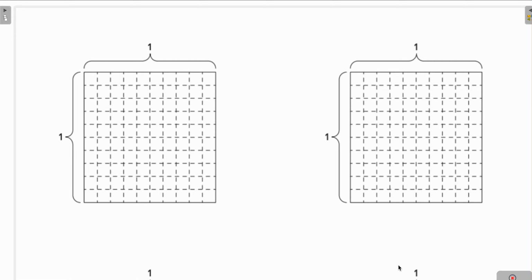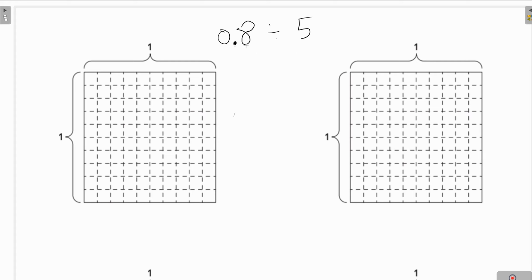In this video, we are going to learn how to divide decimals using the decimal grids. So in the first example, we are going to do 8/10 divided by 5.